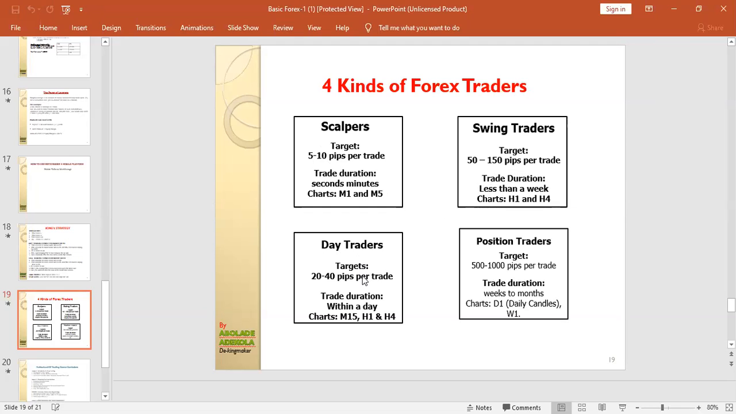Day traders target between 20 to 40 pips, as you can see in front of you. The target is between 20 to 40 pips.